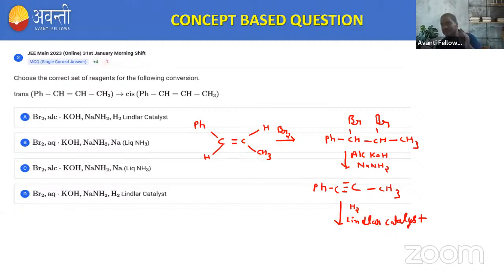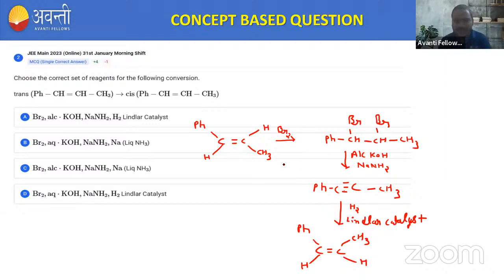Whenever they are treated with sodium in liquid ammonia, we'll get the trans alkene, right? So this thing you always remember. So we'll get a C double bond C. Here we'll get Ph, here we'll get CH3. Here you'll get H, here also you'll get H. So this is known as cis, right? This is known as the cis form.